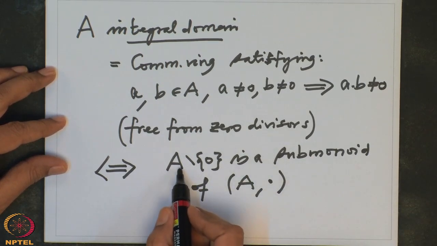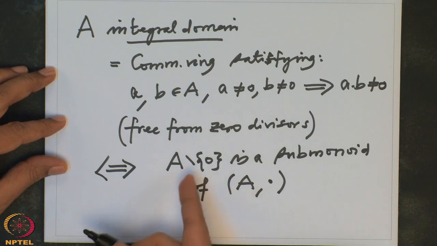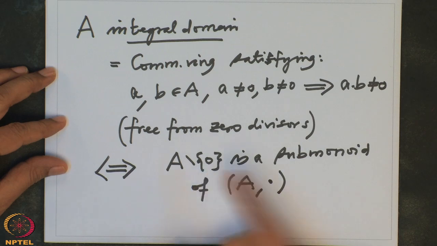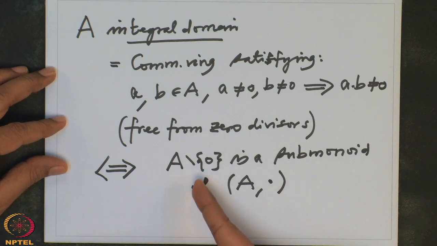So that is because if I have two non-zero elements, their product is again here. So it is a closure property that is very important. In general, this is not a submonoid.